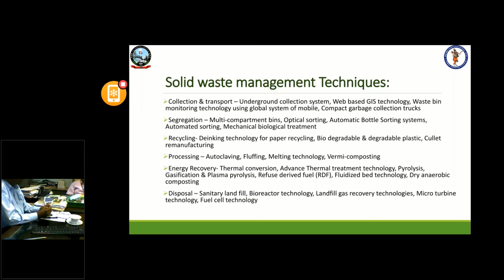Finally, the disposal can take place through sanitary landfill, bioreactor technology, landfill gas recovery technology, micro turbine technology, fuel cell technology. These are a few advances for solid waste management techniques.